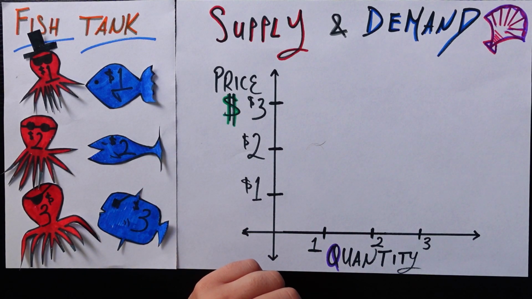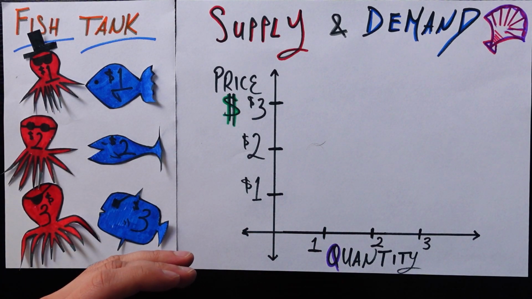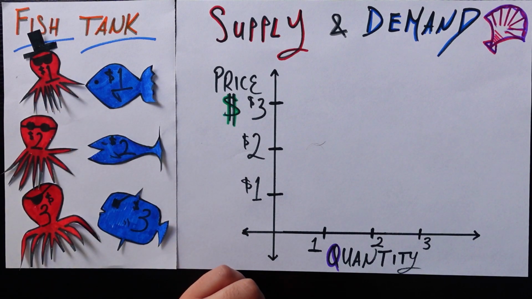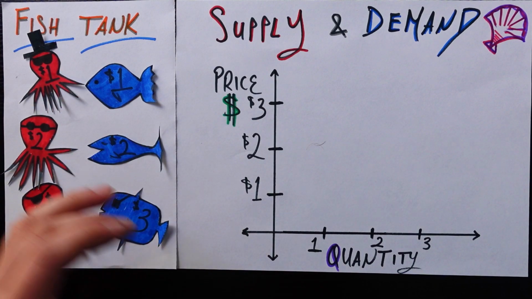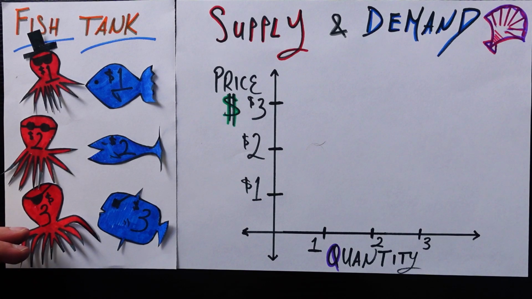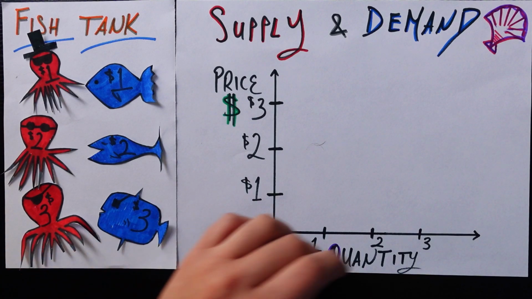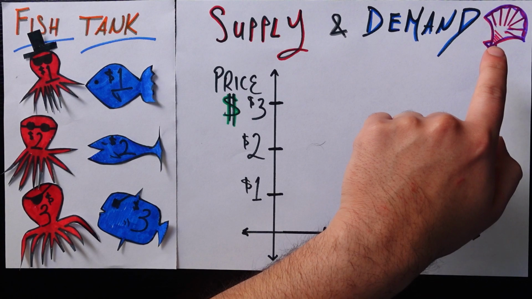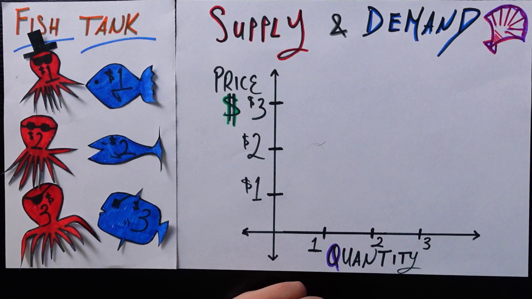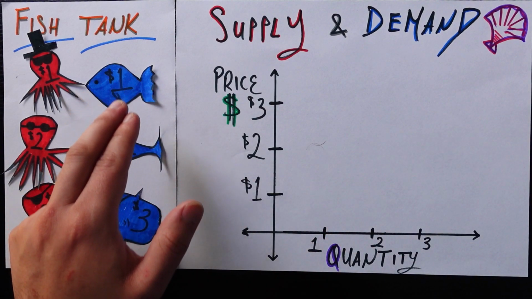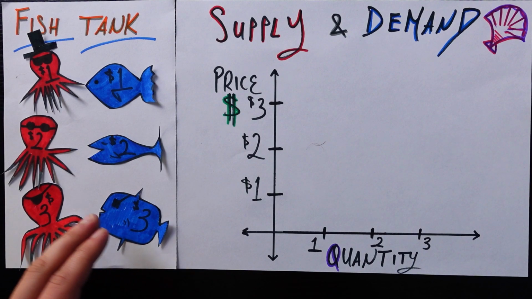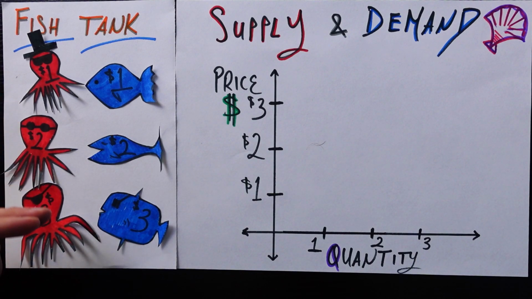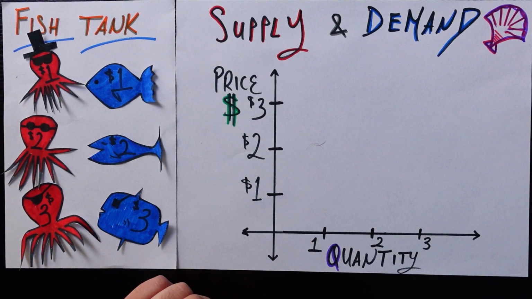And so our individuals today are just these 6 folks. So in the fish tank, we have 2 sets of people. We have the red producers who are producing our good. Today our good is the shell, the humble shell found in most oceans. And then the other group of people are the consumers who are trying to buy this shell. So the producers, these red octopuses on the left, are producing shells. Each one can produce 1 shell. And the consumers, these blue fish on the right, are hoping to buy these shells from the producers.